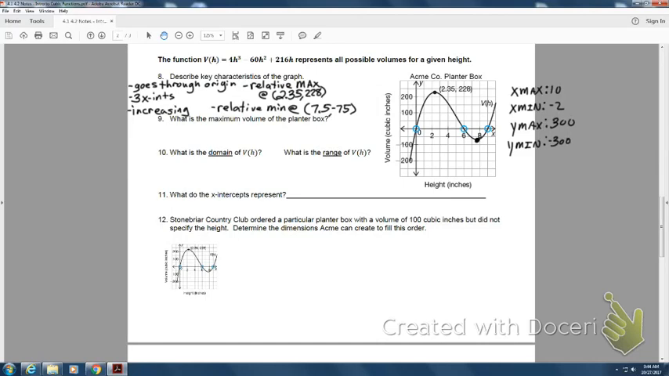And on this next question, it says what is the maximum volume of the planar box? What would be the maximum volume of the planar box, just by looking at that graph? Abby? 228. And that is with a height of 2.35.